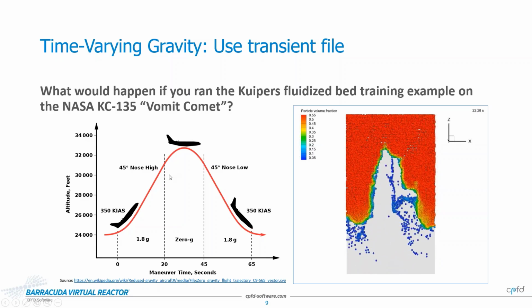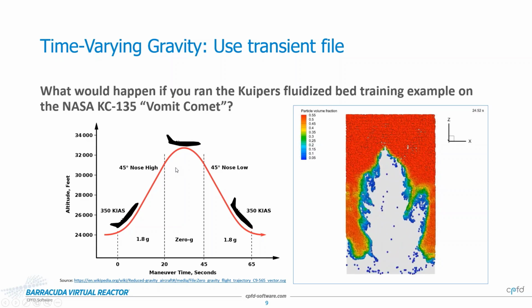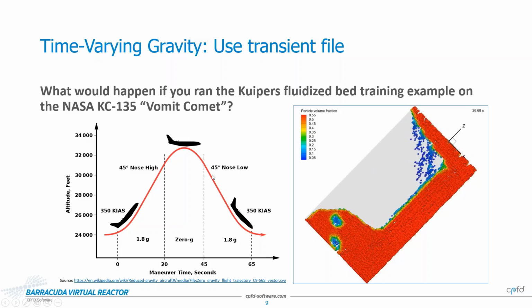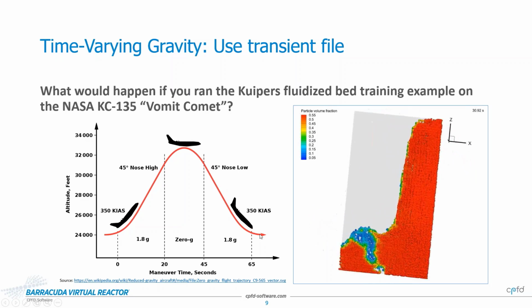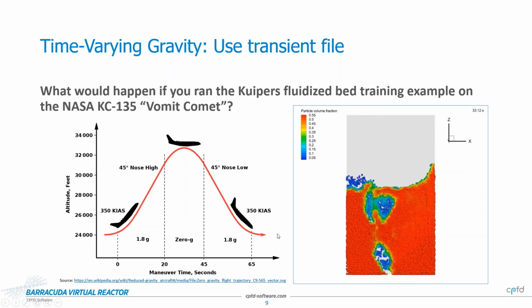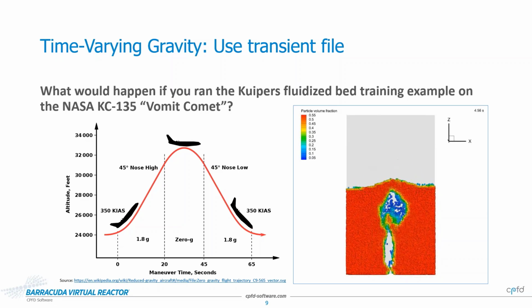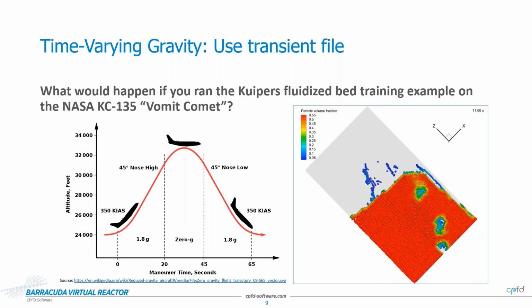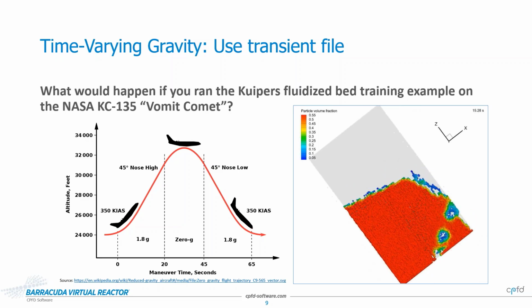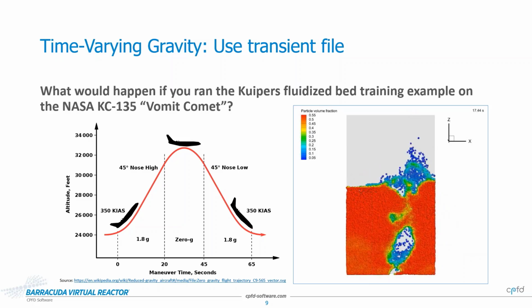So all of the particles have now floated to the top. We have a few stragglers. Now we're going back down into our 45-degree descent, and then we'll quickly get to flat flight again. This is maybe a silly example. I don't know if anyone's ever put a fluidized bed on a zero gravity flight, but we thought this would be an interesting way to highlight how this general time varying gravity feature could potentially be used.